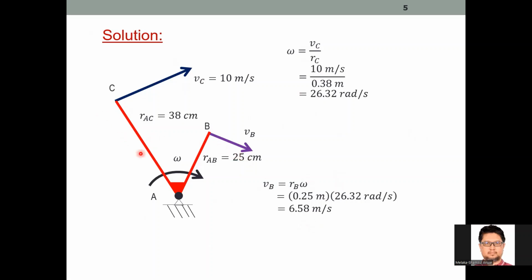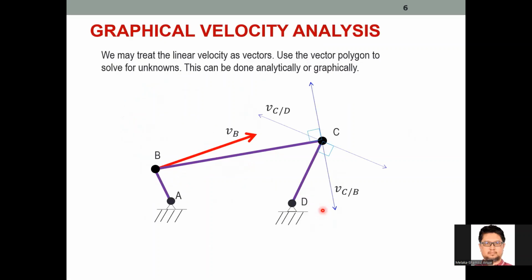So you see, as the RC or the radius is longer, the speed is going to be higher, whereas when it's shorter, the speed will be lower. And that understanding should be used when we discuss linkage, linkage like this, like the 4-bar mechanism.